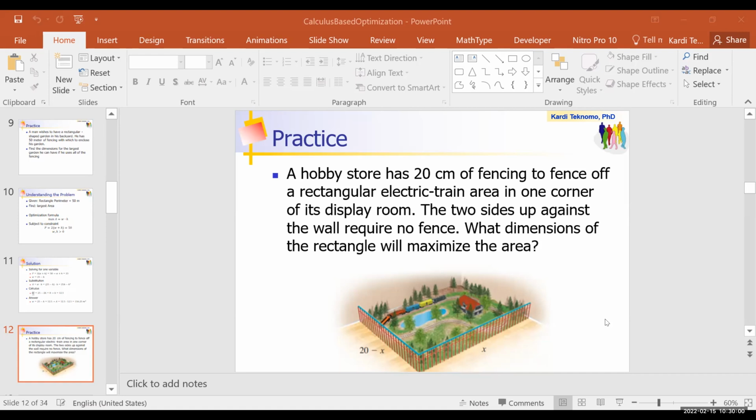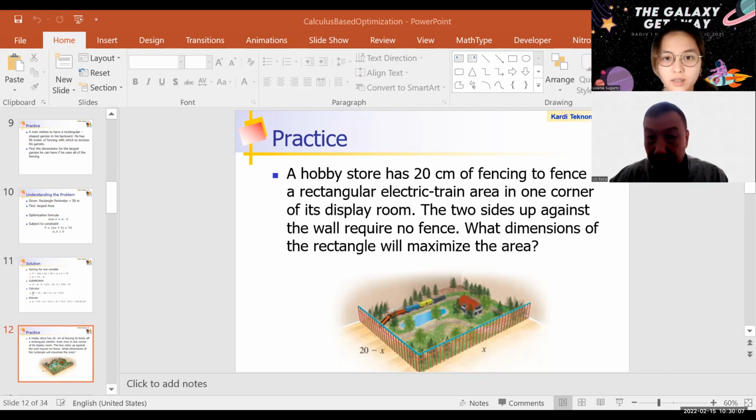So first you need to create the optimization formula. Can you create the optimization formula? So it was 20 centimeters.